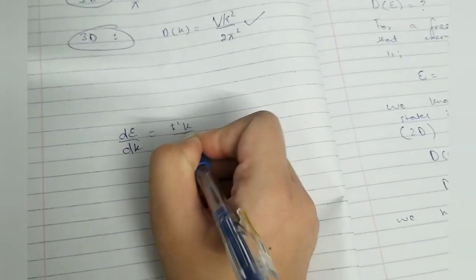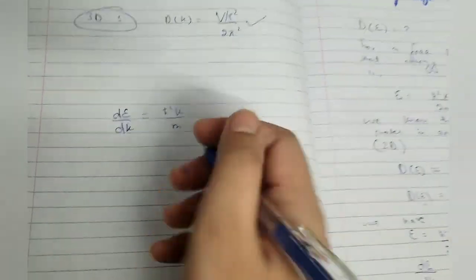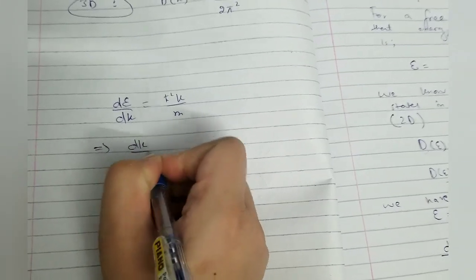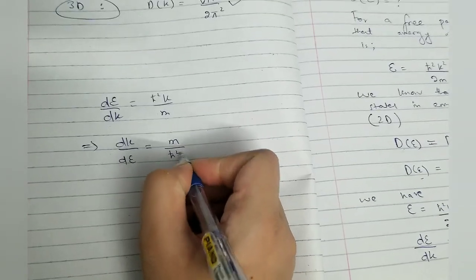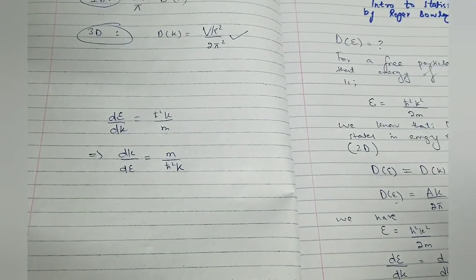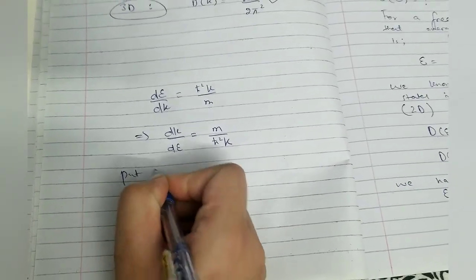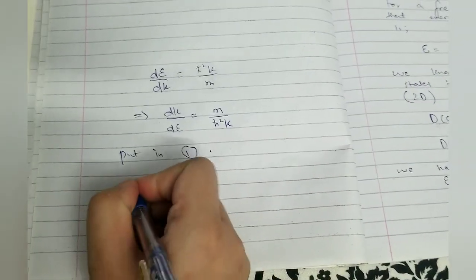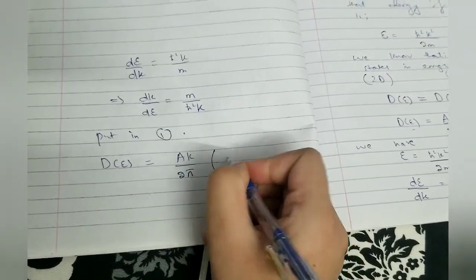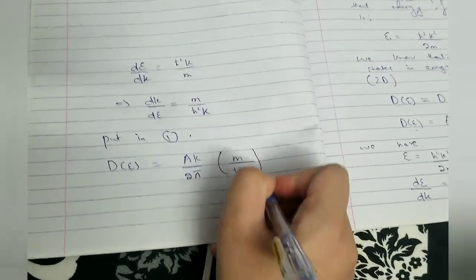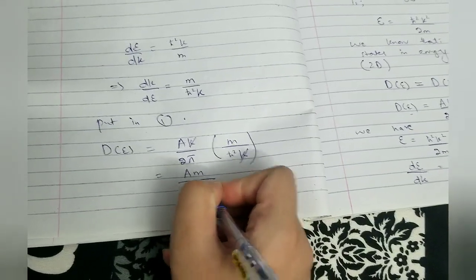h cut square k by m, while we need dk by dE, not dE by dk, so we'll take the inverse, and hence we'll get the value of dk by dE. So m will be in the numerator now, and the above term will be in the denominator. Now we'll put this value into expression 1, which is D of E equals A k by 2 pi times dk by dE, which is m by h cut square k. k and k cancel out, and we are left with A m by 2 pi h cut square.